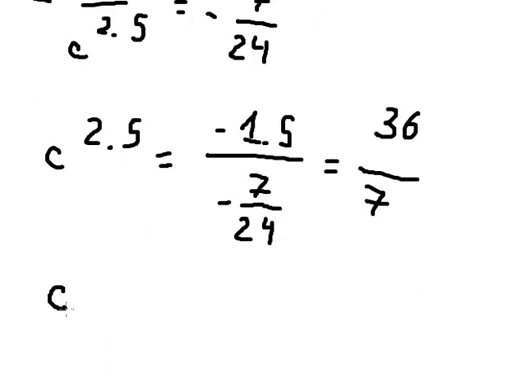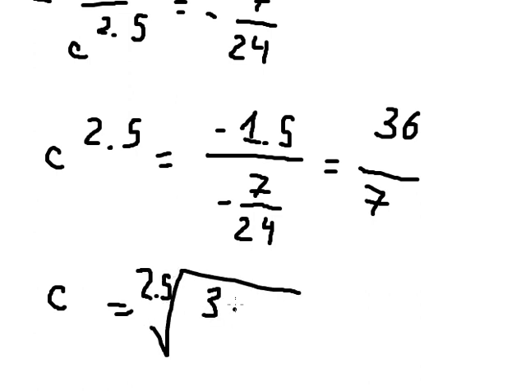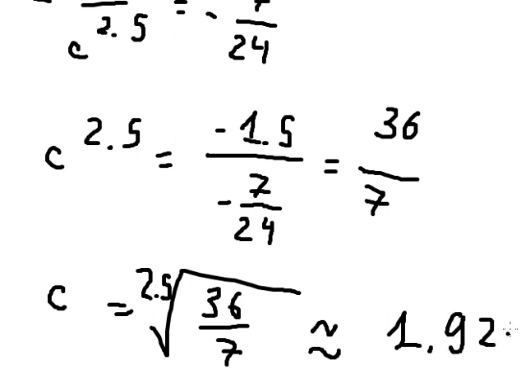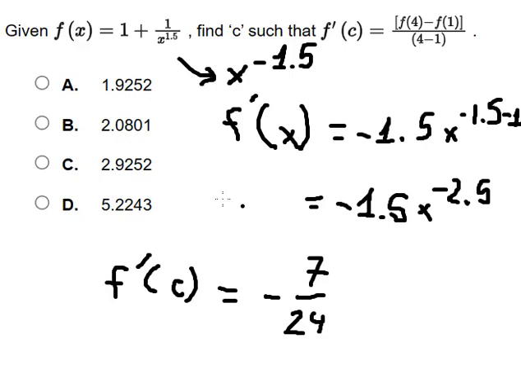Now we take the root of both sides. So we calculate and we have 1.925, and we need to select A. This is the end.